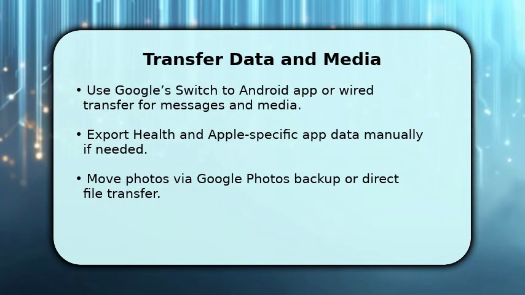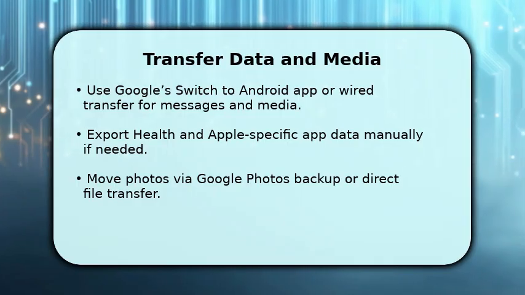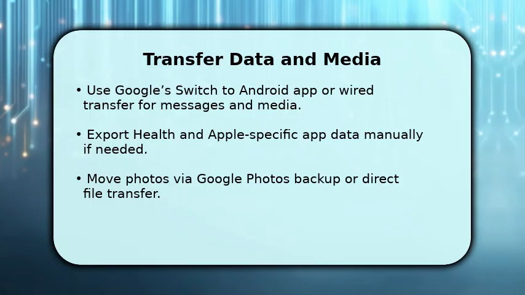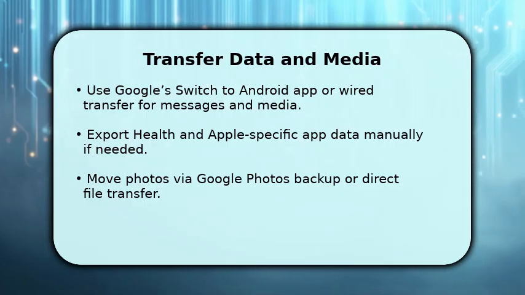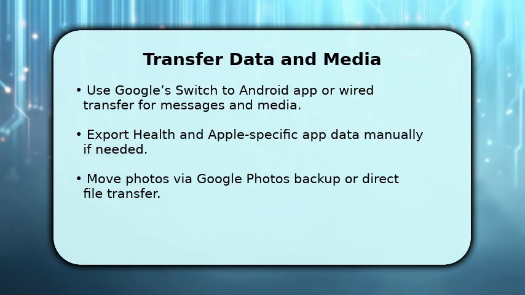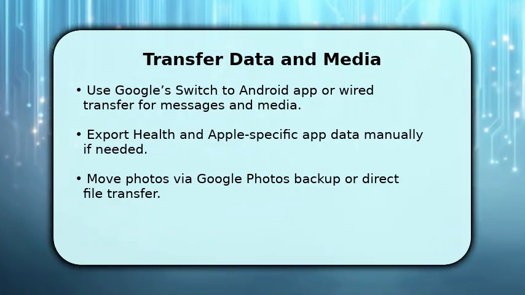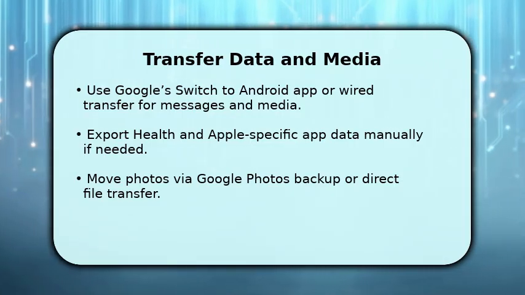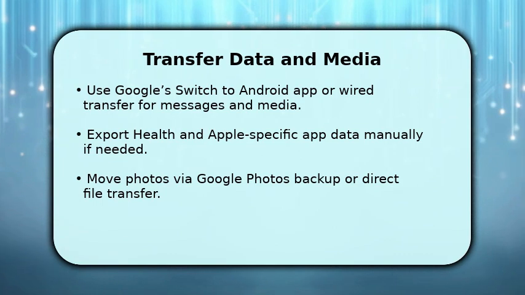Open the Switch to Android app on your iPhone or follow the Android setup wizard on the new phone and choose Transfer from iPhone. If you use wired transfer, connect with the adapter and follow prompts to copy messages, photos, and contacts. Wired is faster and preserves message timestamps. For Health and Apple-only app data, export files manually or check app vendors for Android options. Meanwhile, enable Google Photos Backup to capture the full photo library during the move.